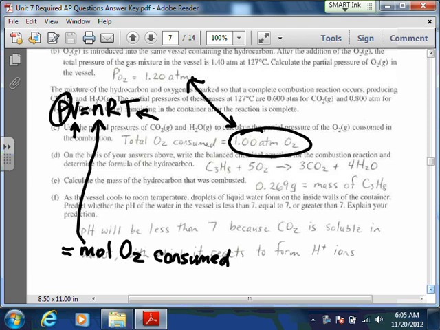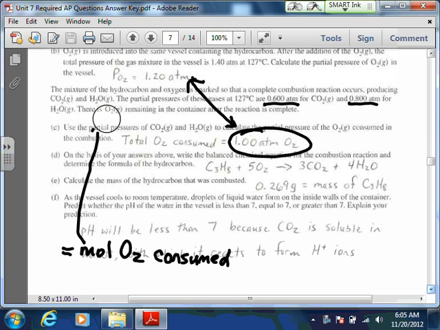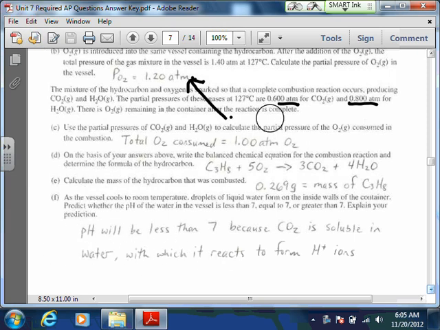vessel. So if they asked you, now they don't on this one, but if they ever asked you what's the total pressure now in the container, then you could add up the 0.6 atmospheres, the 0.8 atmospheres, and then the 0.2 atmospheres remaining from the excess oxygen, and that would give you your total pressure after the combustion reaction. Okay, so that's going to give you the partial pressure of the O2. Okay, and that's a tricky one.